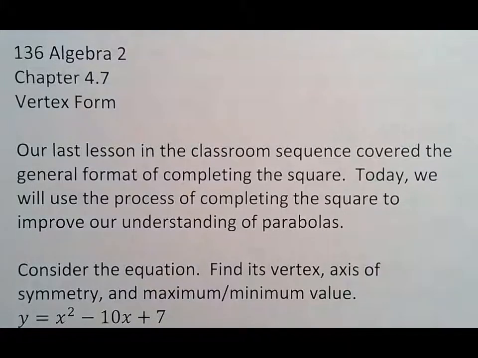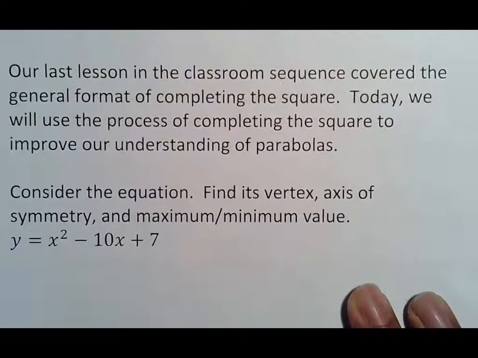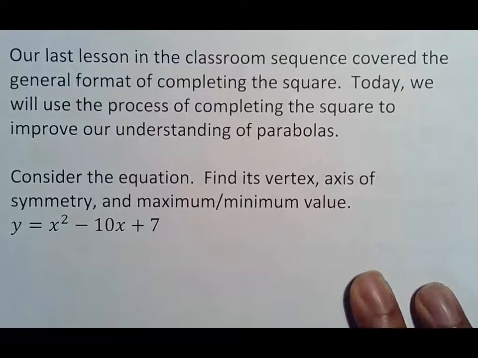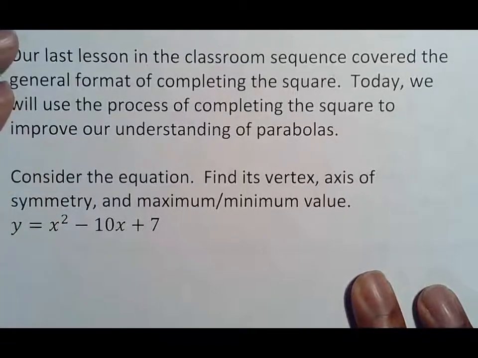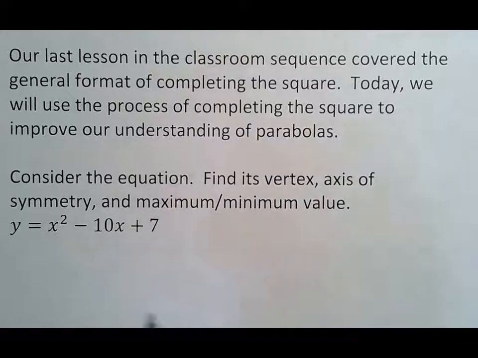Chapter 4.7. We skipped over 4.6 because 4.5 and 4.7 actually work together, and since we are doing 2 lessons per week, I figured let's knock out the completing the square stuff first and then go to the other stuff that's in this unit. Our last lesson covered the general format of completing the square. Today we will use the process of completing the square to improve our understanding of parabolas.